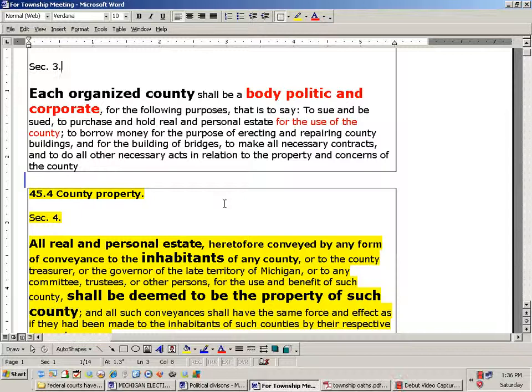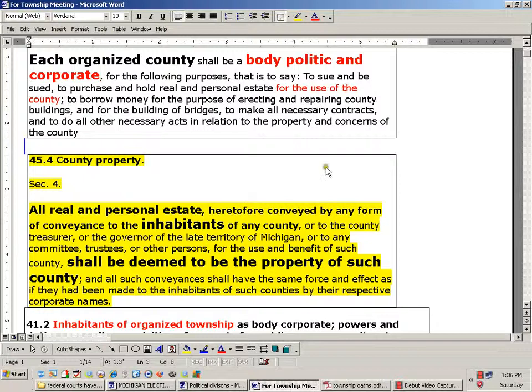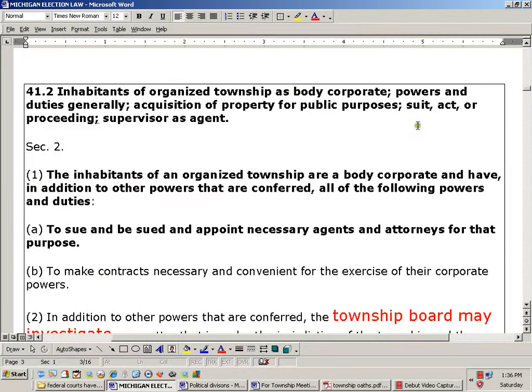It's why you need to change your status. You need to change where your inhabitant resides. And so inhabitants of an organized township as a body corporate, right? Doesn't say body politic, just a body corporate. The inhabitants of an organized township are a body corporate and have, in addition to their other powers that are conferred, all the following powers and duties: to sue and be sued and appoint necessary agents and attorneys for that purpose.